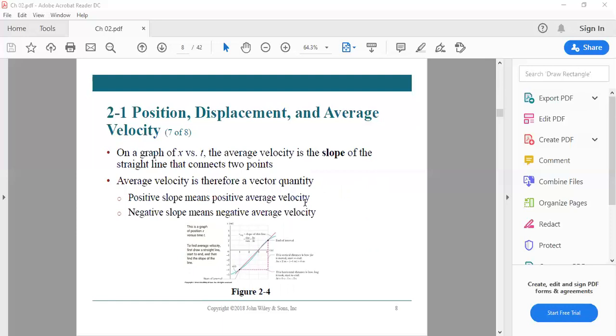So on a graph of x versus t, the average velocity is going to be the slope of the line. And the average velocity is therefore going to be a vector quantity. Positive slope means you've got positive average velocity. Negative slope means you've got negative average velocity.